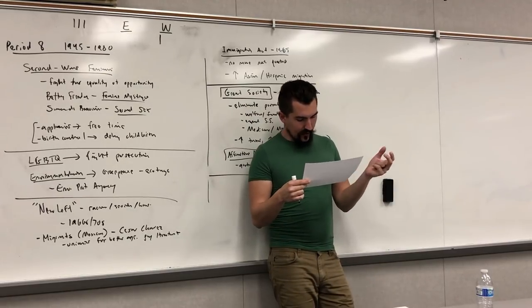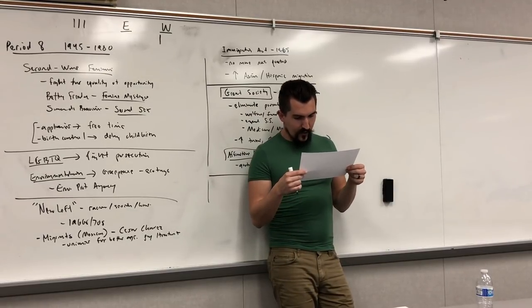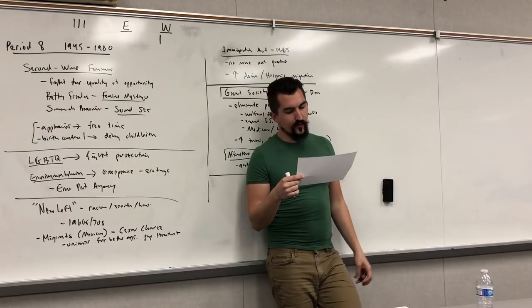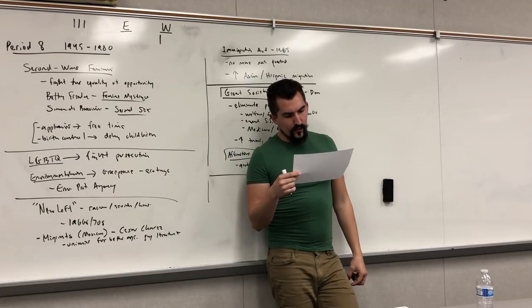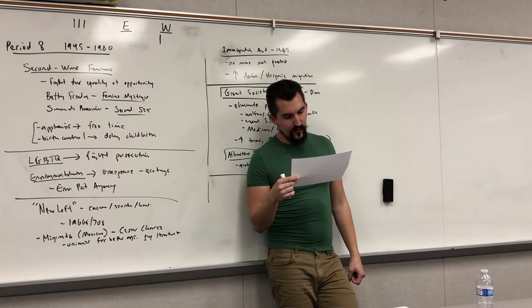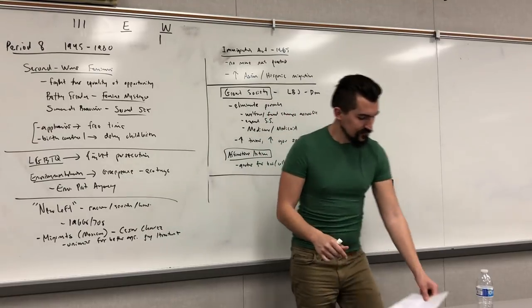We've got immigration, the Great Society, the protests, Kent State, the draft, the Sunbelt. All right, now we just have to talk about the silent majority, Arabs, scandals. Guys, there's still a lot of stuff to talk about. All right.